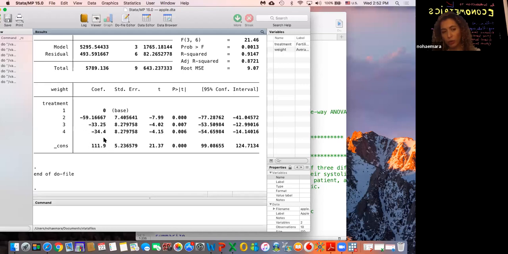So 111.9 would drop by this number, which is minus 59 point around 17 for treatment number 2, and would only drop by 33.25 and 34. These are almost equivalent. So in other words, treatment 2 would give me the lightest fruit. Treatment 1 would give me the heaviest fruit. These two are almost equivalent, okay?